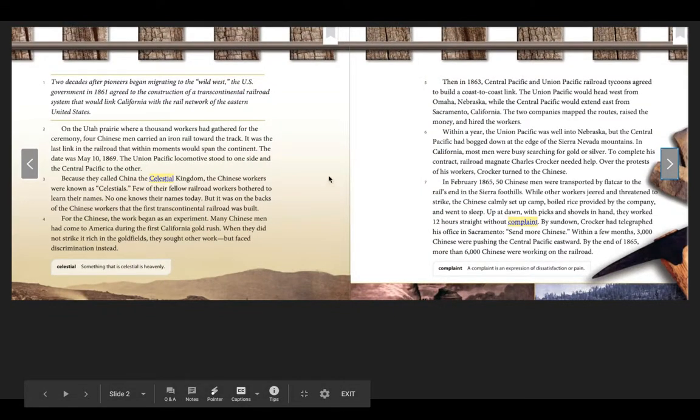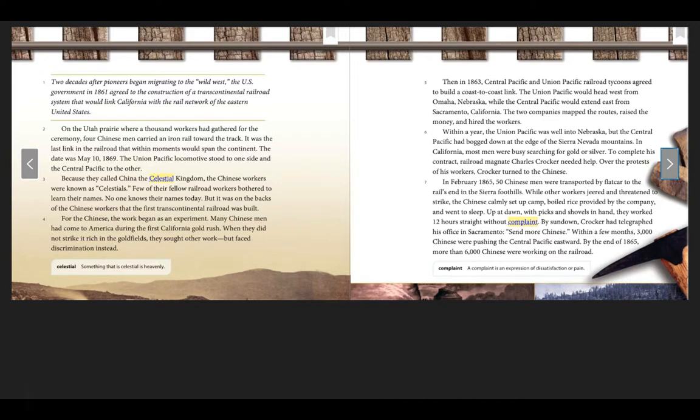I'm going to start reading on page 270. Two decades after pioneers began migrating to the Wild West, the U.S. government in 1861 agreed to the construction of a transcontinental railroad system that would link California with the rail network of the eastern United States.